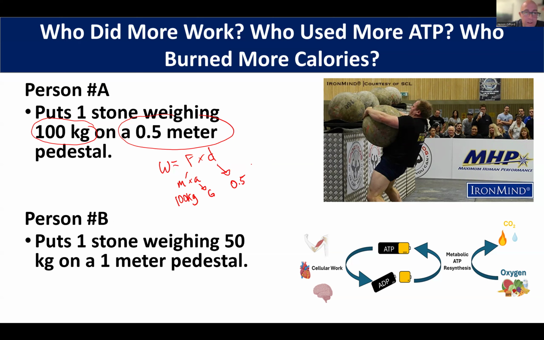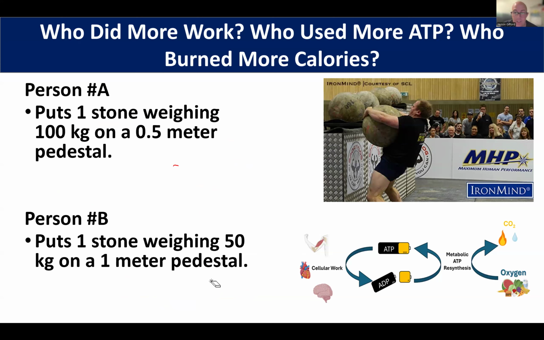Now, let's say we have another guy that just puts a 50-kilo weight on a pedestal that's 1 meter. The gravity is the same for each of these. So really we're looking at 100 kilograms times 0.5 or 50 kilograms times 1. And it comes out to the same. Even though one lifted a much heavier weight, the other did it a further distance, and the total work comes out to be roughly the same. Well, calculated is the same, and the total caloric expenditure is going to be roughly the same.